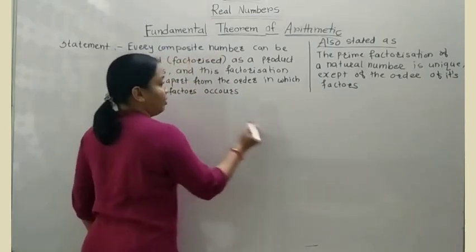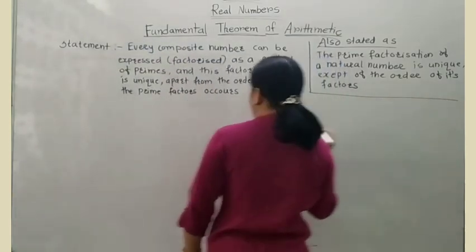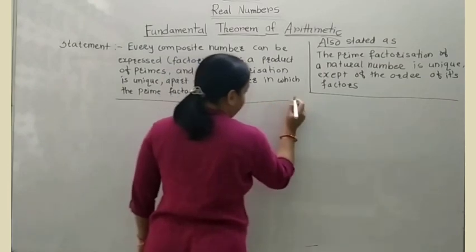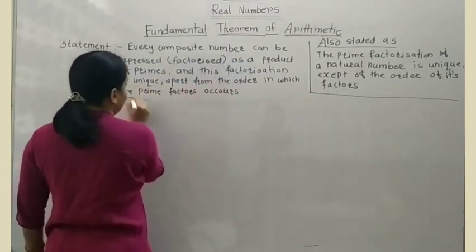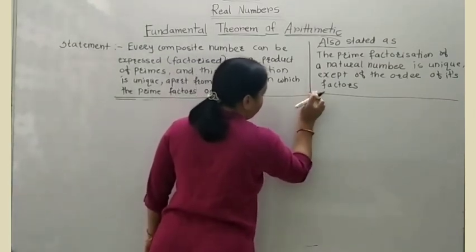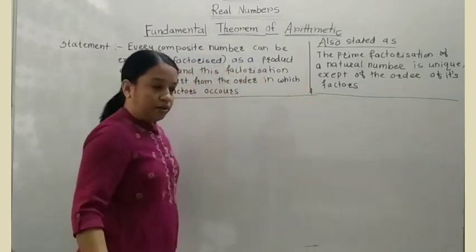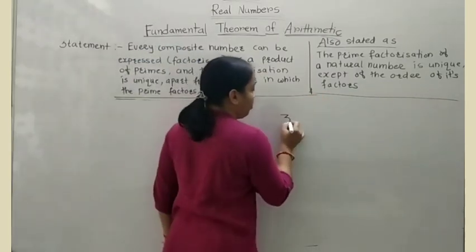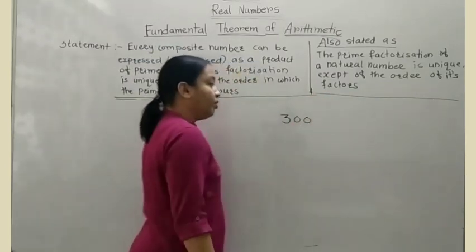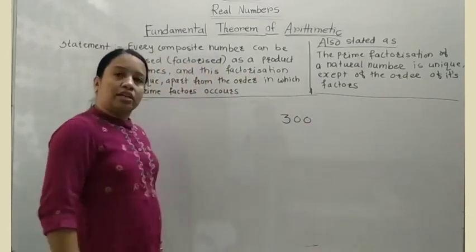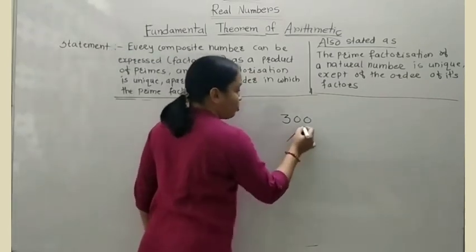Now, suppose that you are taking the number 300. We are just revising the basic things which are required to understand this fundamental theorem. Now, how to factorize 300? There are many ways to factorize.